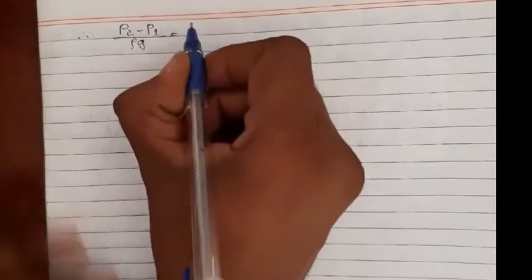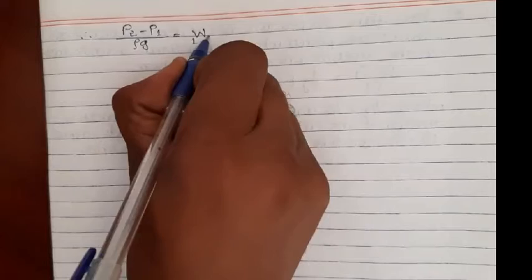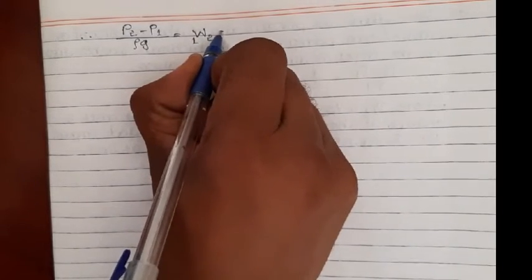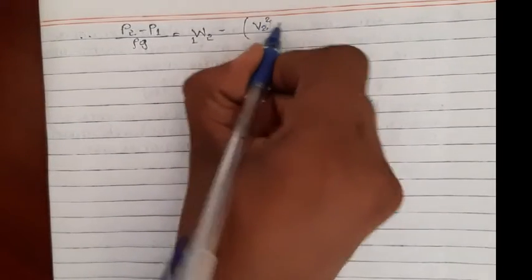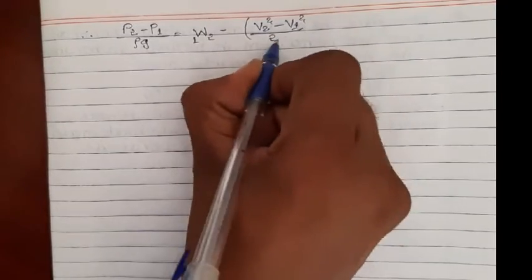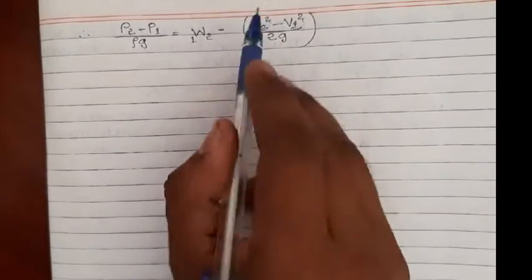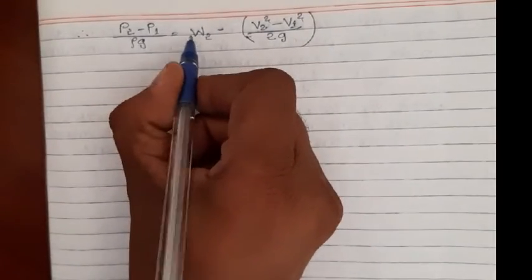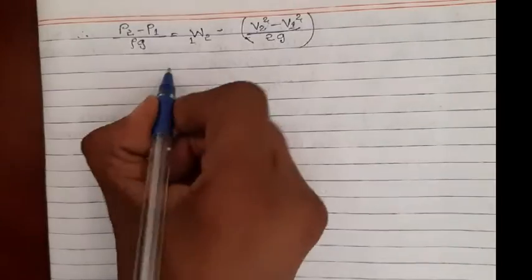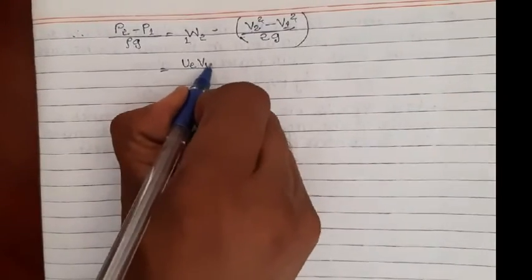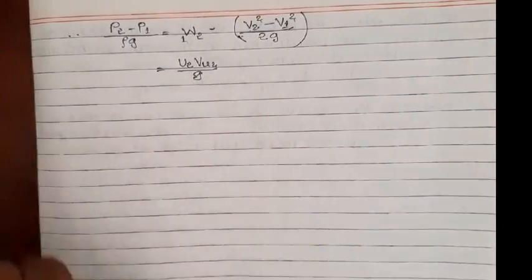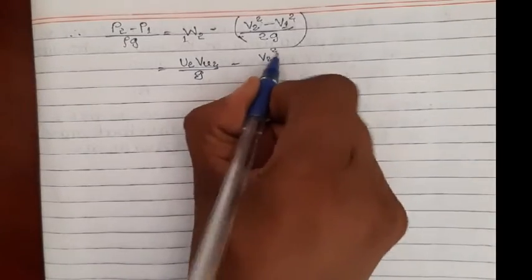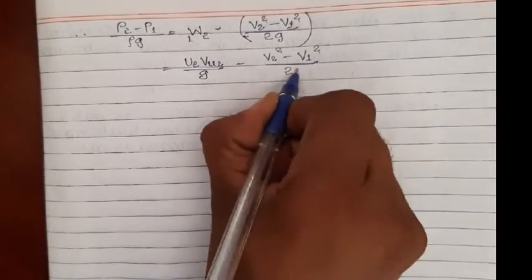Therefore I can write P2 minus P1 by rho g should be equal to work done across the impeller minus V2 square minus V1 square divided by 2g. Okay. So after the modification, the 1 by 2g is taken outside, right? Now coming to this work done across the impeller, that can be written as U2 VU2 divided by g, minus V2 square minus V1 square divided by 2g.